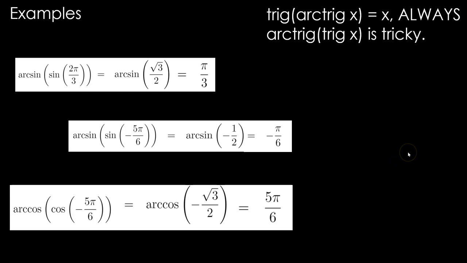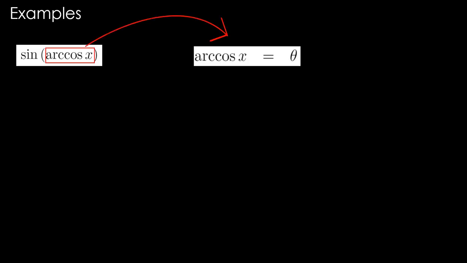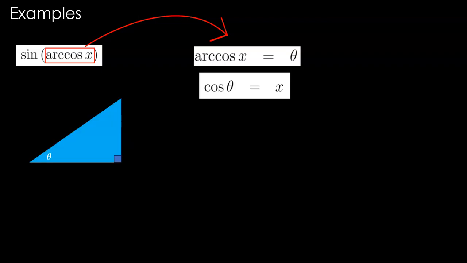Let's look at one I'm more likely to ask you to do in this class. Let's say I give you sine of arc cosine of x. I want you to simplify this. Well, keep in mind that arc cosine of x is an angle. So let's call it theta. What do I know about this theta? Well, I know that cosine of theta is x. So I'm going to draw me a little triangle with my theta down there. Remember, cosine is adjacent over hypotenuse, so I'm going to fill in the x and the 1 appropriately.